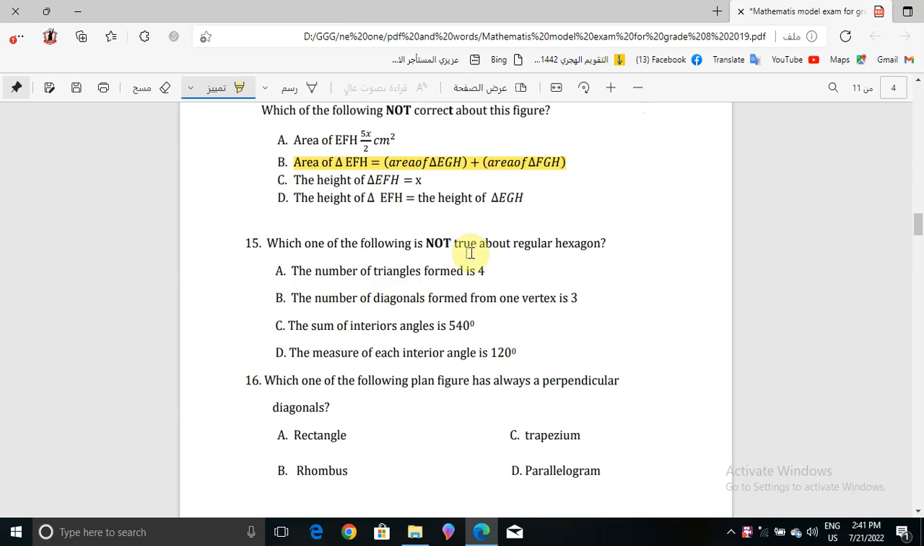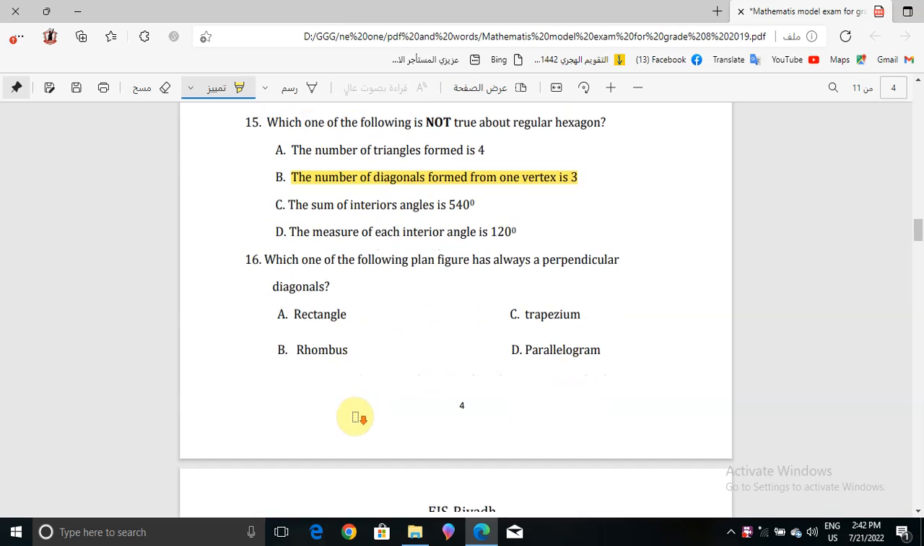Which one of the following is not true about a regular hexagon? The number of triangles formed is 4, yes. The number of diagonals formed from one vertex is 3, yes. The sum of interior angles is 540. Wait, the measure of each interior angle is 120. 540. And the number of diagonals formed from one vertex is 3. The number of triangles formed is 4. Now the one which is not correct is B, which is the number of diagonals formed from one vertex is 3. Okay, now let's go for question number 16.